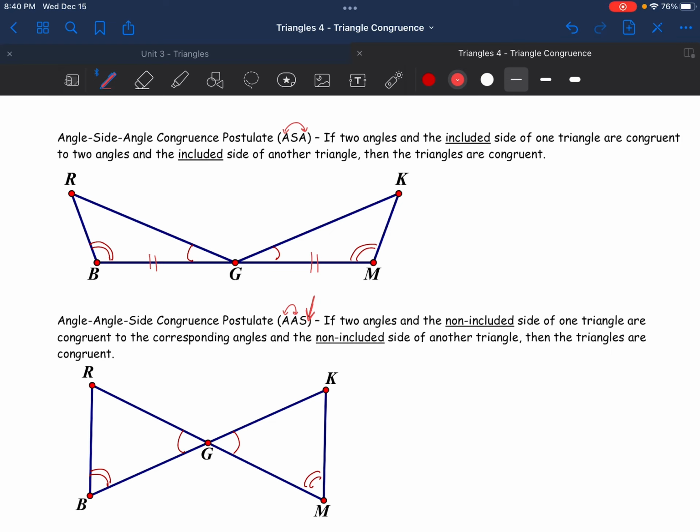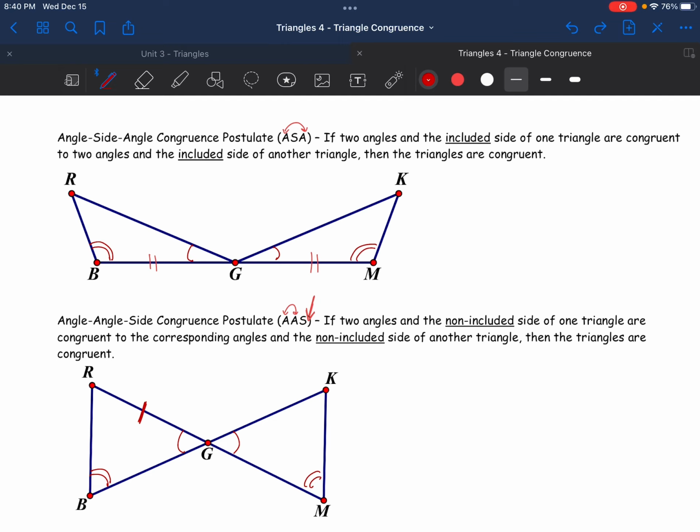If I'm going to use angle, angle, side to show that these 2 triangles are the same, I'm just going to need to make sure that the side that I know is not the side that connects them. I'm not allowed to use, in this triangle on the left, side BG, just like I did earlier. It would have to be one of the other 2. Now, if it happened to be this side, RG, that I knew, it's only touching the angle down here marked with 1, it's not touching the other angle, so it's not between them.